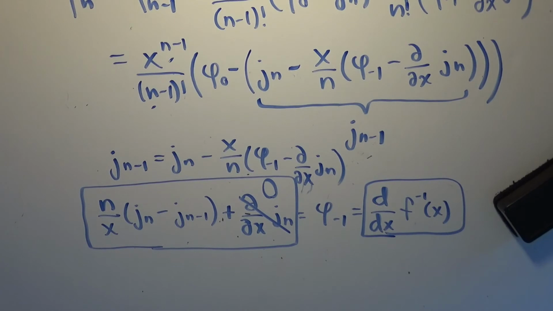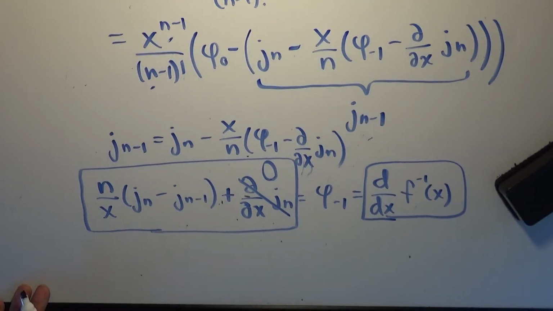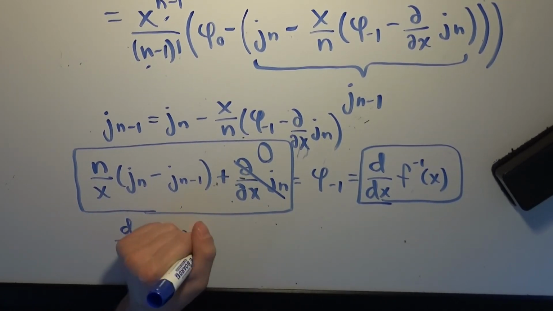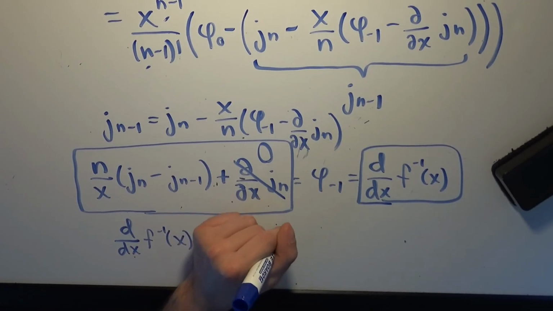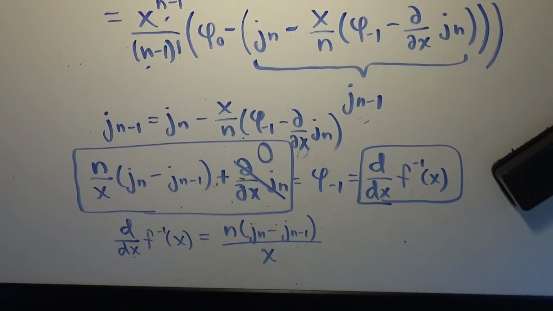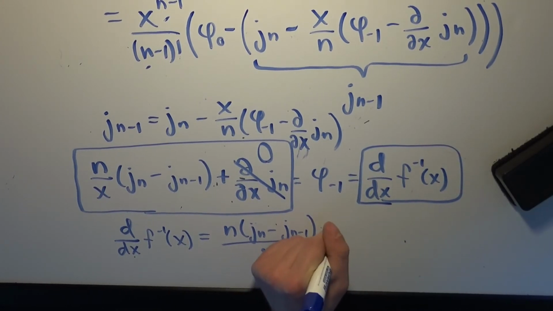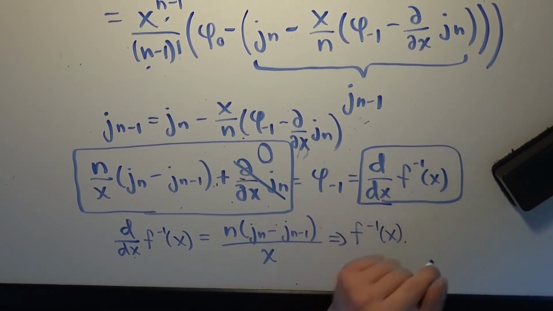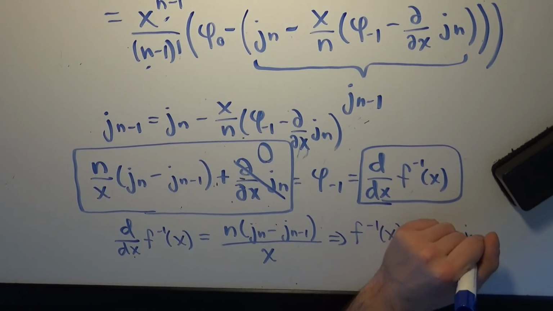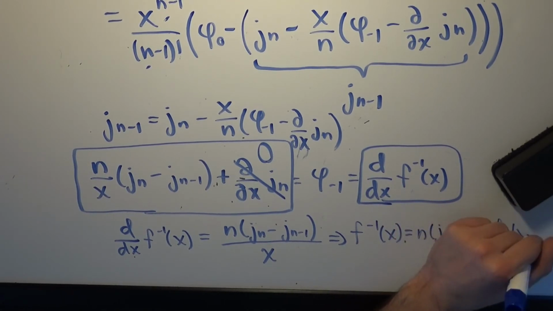Because taking the derivative with respect to x would yield 0 if it was constant with respect to x, which tells us in that case that the derivative of our inverse function would have to be n times j n minus j n minus 1 all over x. But if the junction function is constant with respect to x, then j n and j n minus 1 must also be constant with respect to x, which means that the derivative of this particular inverse function is a constant divided by x, which tells us that this inverse function can only be this number, n times j n minus j n minus 1 times the natural logarithm of the absolute value of x.